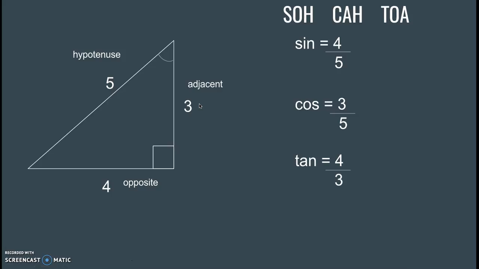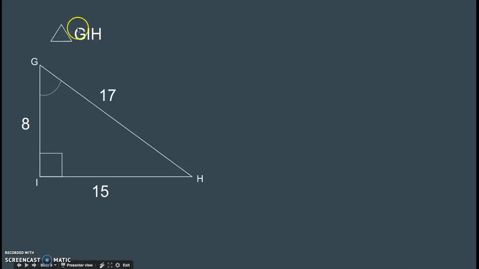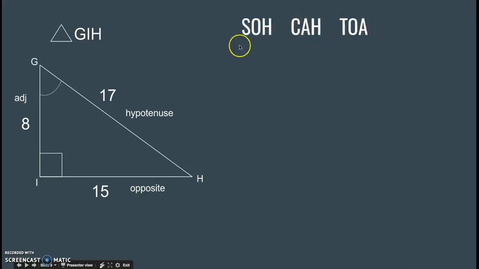Now let's apply these same functions to a different triangle. Let's use triangle GIH. This is also a right triangle. And I'm going to find the ratio of angle H. So the hypotenuse is going to be the side with the measure of 17, as it is opposite the right angle. The adjacent side, because this is adjacent to the angle, has a measure of 8. And then this side with the measure of 15 is going to be the opposite, as it is opposite to angle H. Now we can put SOHCAHTOA up here just to remind ourselves what to do.